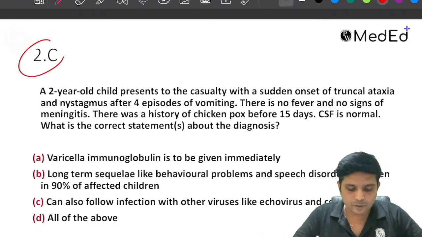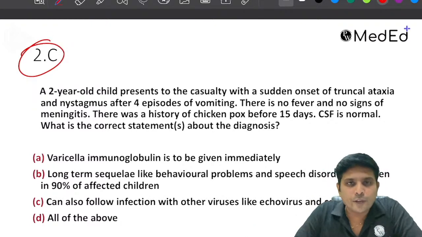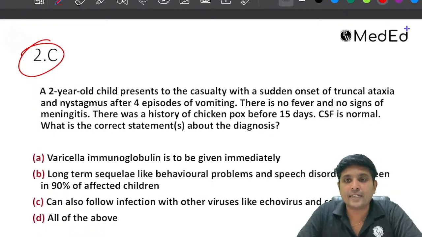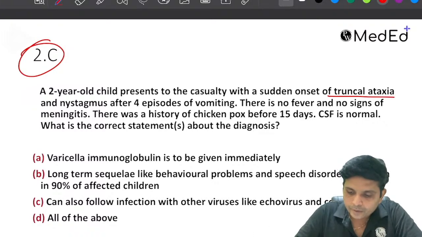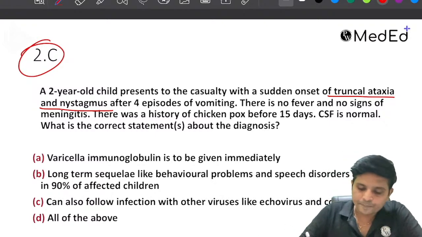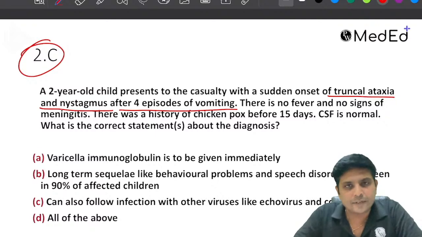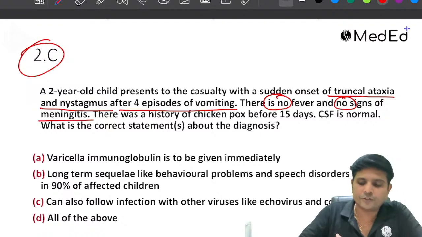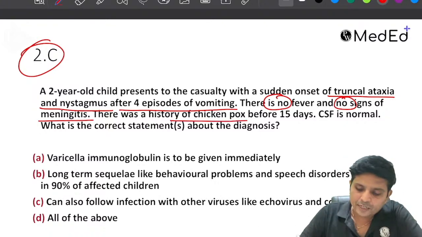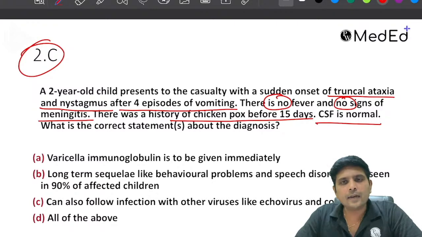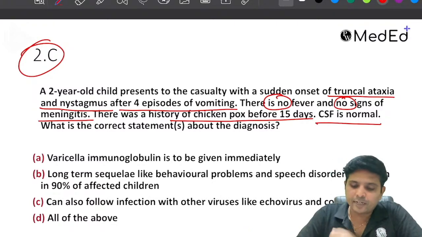Okay, second question. So what is the second question? A 2-year-old child presents to the casualty with a sudden onset of truncal ataxia and nystagmus after 4 episodes of vomiting. There is no fever or signs of meningitis. There was a history of chickenpox 15 days ago. CSF examination done is normal. What is the correct statement about the diagnosis?